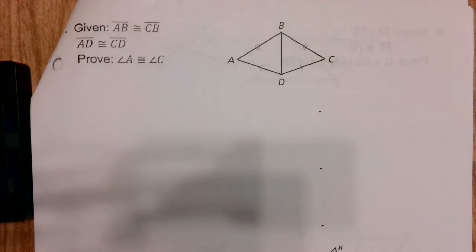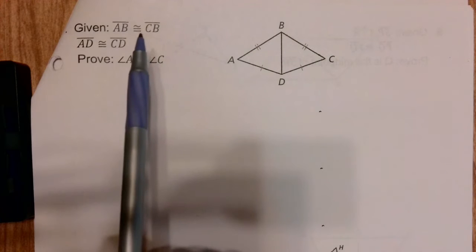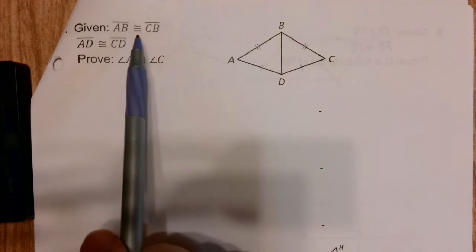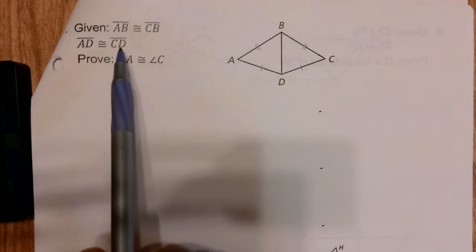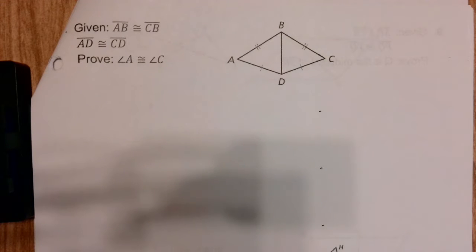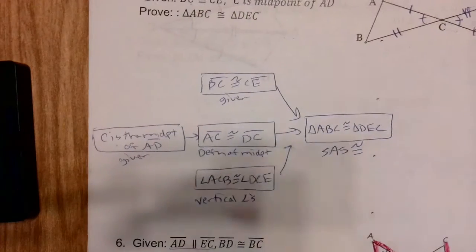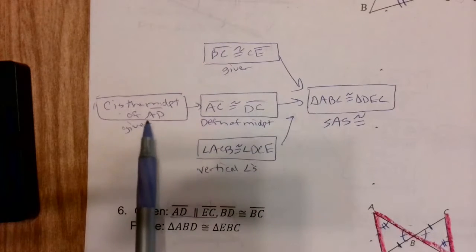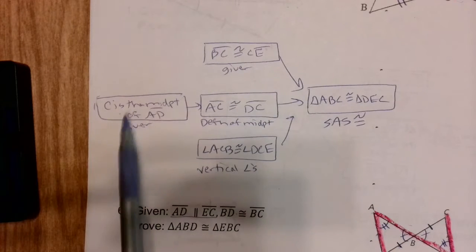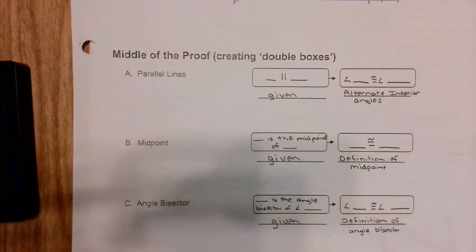We are working in the Triangle Congruencies and Proofs packet on the in-class proofs. So here, this is number 7. Given AB is congruent to CB, AD is congruent to CD, prove angle A is congruent to angle C. Now, every proof we do is going to have those core 4 boxes. But how did we know back here to leave space for an extra box out front? These extra boxes out front come from the double boxes, from parallel, midpoint, or bisector.